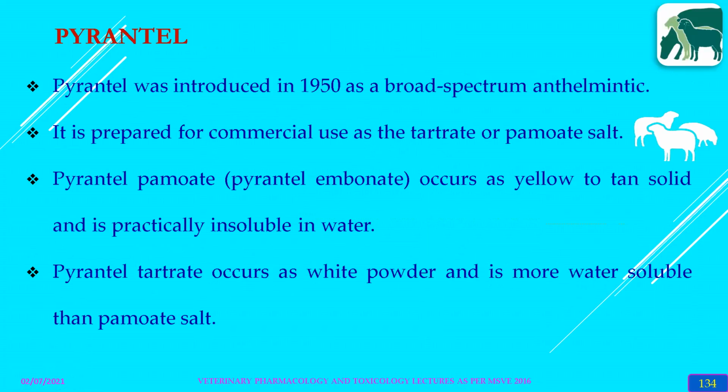Then coming to the first agent, that is PYRANTEL. It was introduced in 1950, one of the oldest anthelmintics, and it has commercial use. It is in salt form, like PYRANTEL tartrate or PYRANTEL pamoate salt. Whereas PYRANTEL pamoate occurs as a yellow to tan solid, and it is practically insoluble in water.